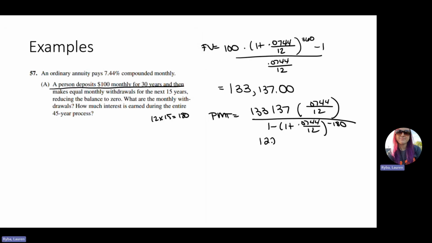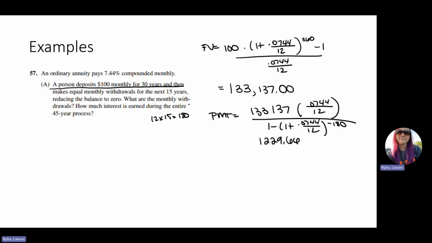1229.66. Okay, so by setting aside $100 a month, after 30 years, I could actually withdraw 12 times that amount for the next 15 years every month.